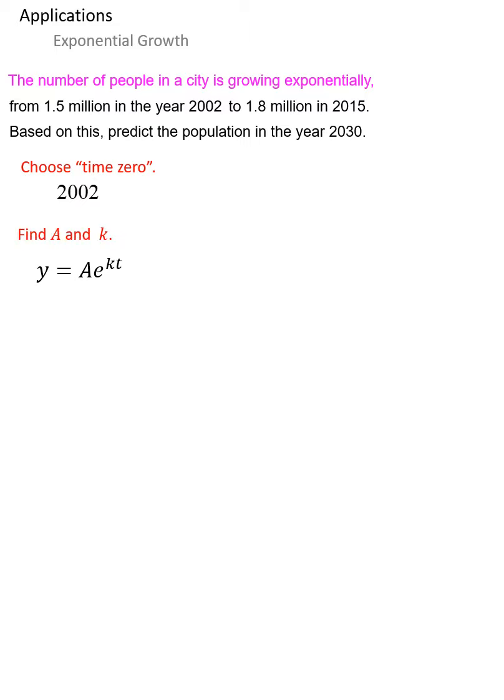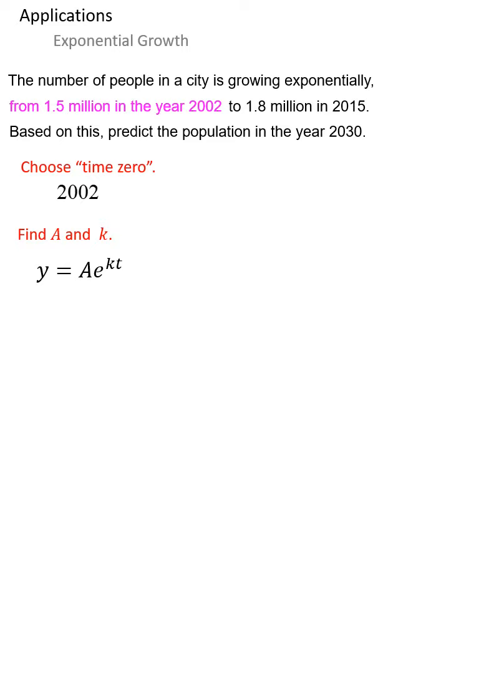So now what I'm going to do is set about the business of finding A and then finding K. My goal is this. A and K are certain numbers, and I don't know them yet. And if I can find them, then I'll be able ultimately to make the prediction of this city's population in 2030. But before I get to that prediction, let's get back to finding A and K. So what I do to find A and K is I pick a fact from the problem. You may see it in pink right now. From 1.5 million in the year 2002, meaning that the population was 1.5 million in the year 2002.